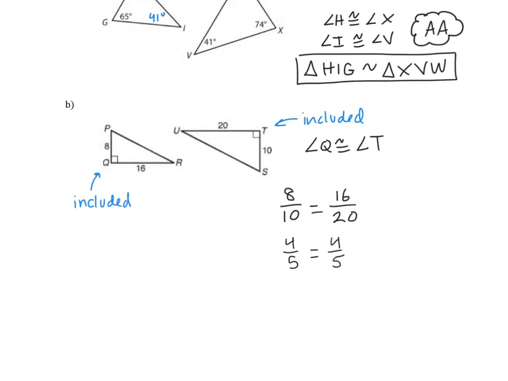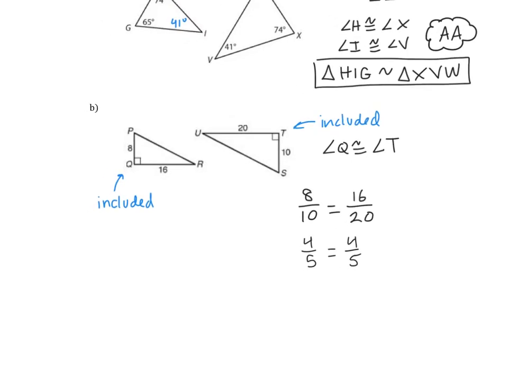So we can see that two pairs of the corresponding sides are proportional. They have the same ratio. So that means that these two triangles are similar, and this is by side-angle-side similarity. Remember, we showed that two sides are proportional and the included angle is congruent.